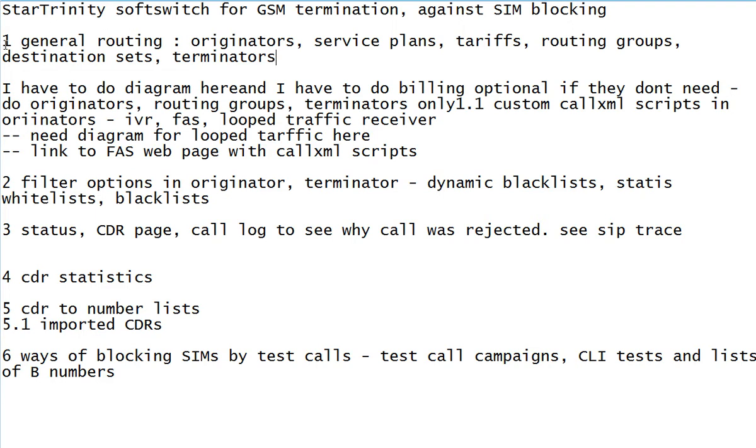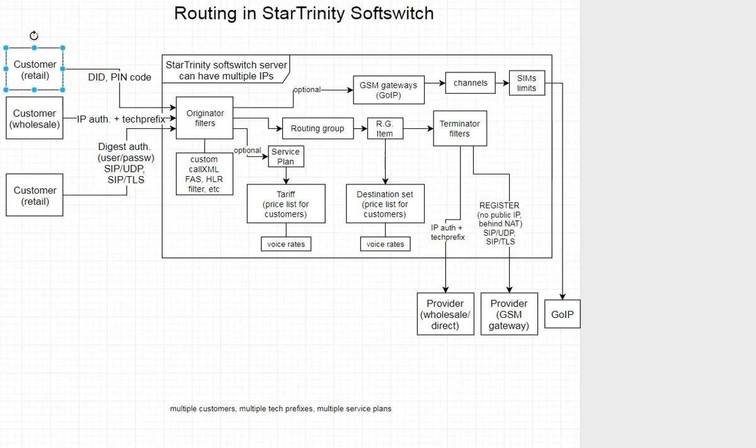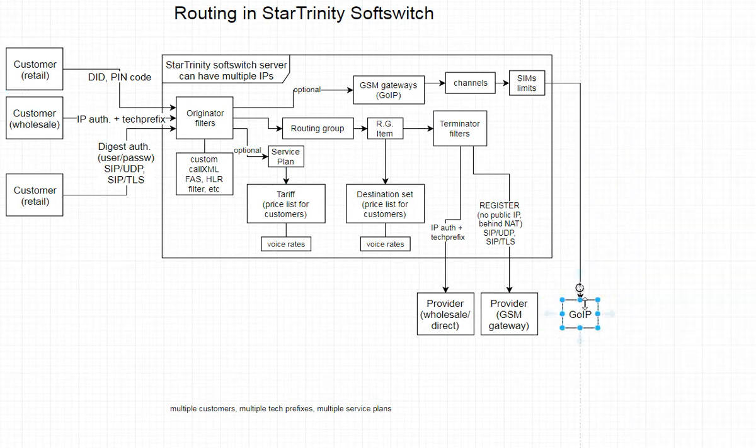Okay, so let's start with general routing configuration in the StarTrinity Softswitch. There are originators, service plans, tariffs, routing groups, destination sets, and terminators. And here's a diagram about the routing. So first, there are customers.